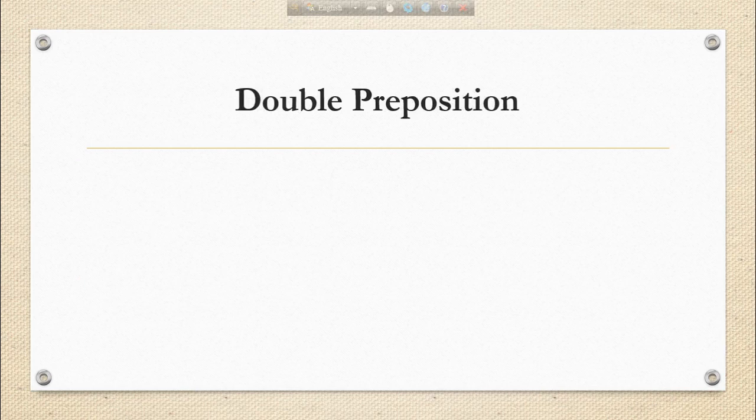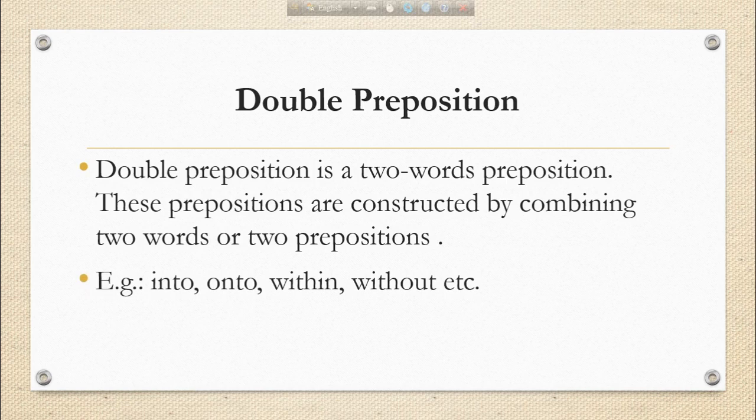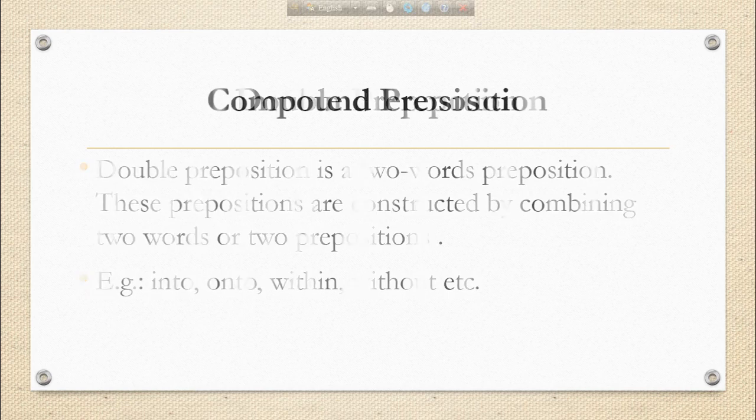So double preposition means a two-word preposition. These prepositions are constructed by combining two words or two prepositions. For example, into, onto, within, etc.